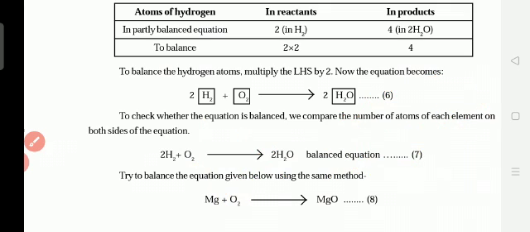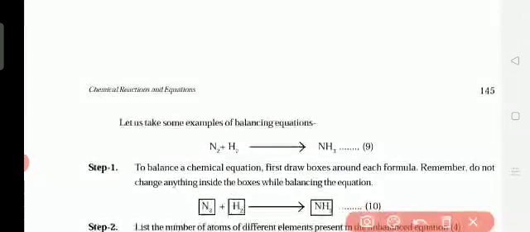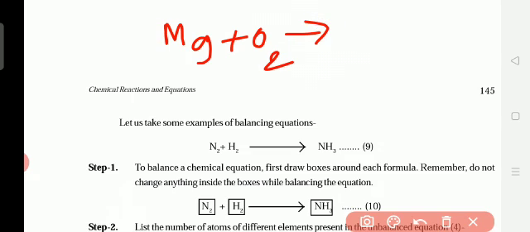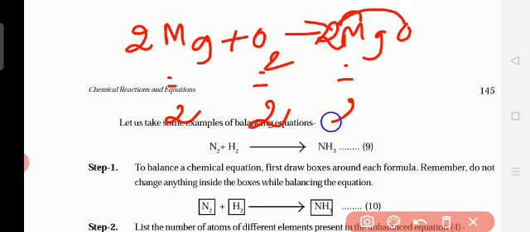So how to balance this equation? But magnesium oxide is only MgO, we cannot change the compound. So how to write now? We can write like this: Mg plus O2, oxygen is always O2 only, gives MgO. So we can write 2 Mg, before Mg we can keep the 2. Always magnesium is 1 only. If we keep 2, this 2 belongs to magnesium and also the oxygen. So here magnesium 2 and oxygen 2, and here also magnesium 2 and oxygen 2. Understand? This is the way we can write it.